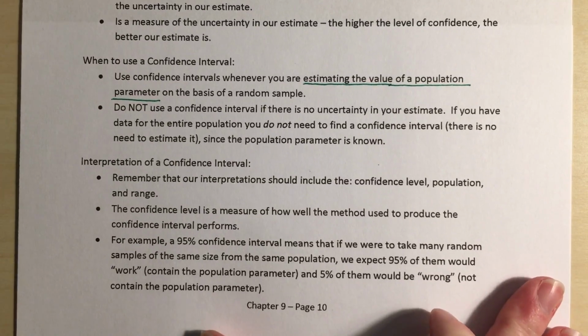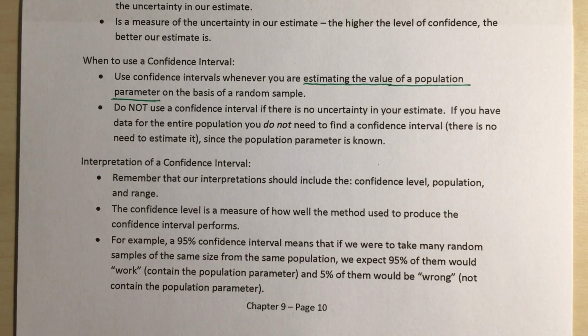When we're interpreting confidence intervals, remember they should include the confidence level, population, and range. Again, our confidence level is how well our method worked. It's not necessarily about our results, but the method that was being used. So for example, a 95% confidence interval means that if we were to take many random samples of the same size from the same population, we expect 95% of them to have intervals that contain the population parameter.